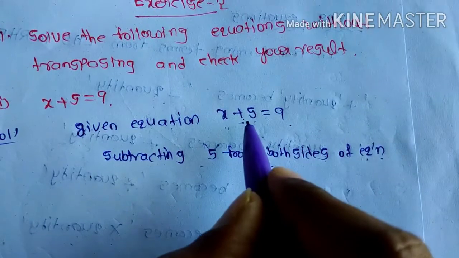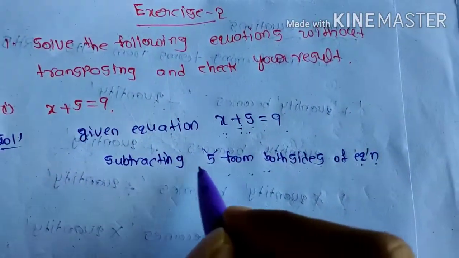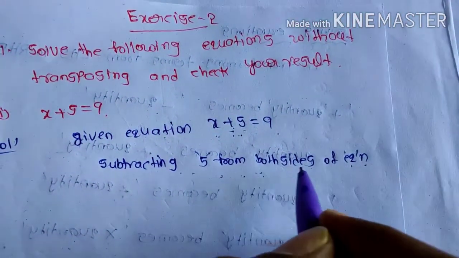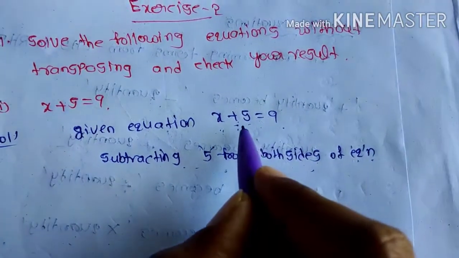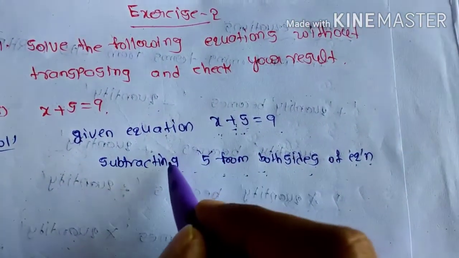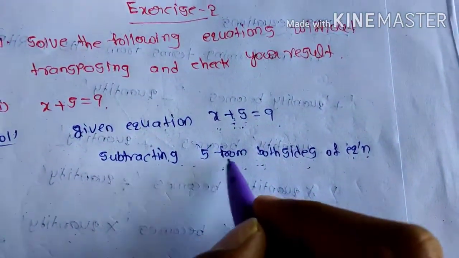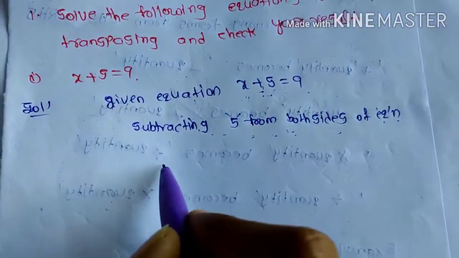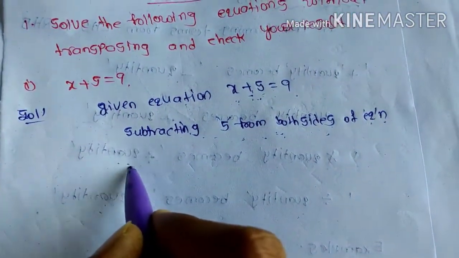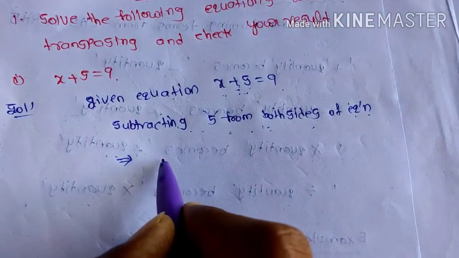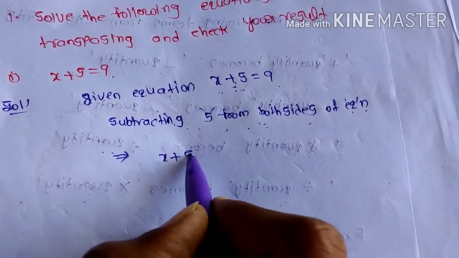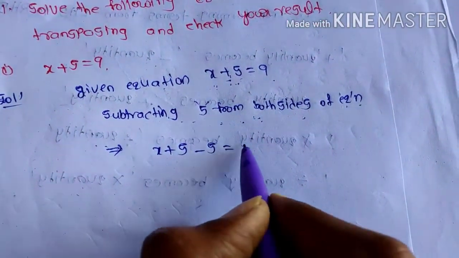For example, if it is subtraction, you can add it. Adding 5 on both sides of the equation, you can write. But in this question, they have given addition, so here I am subtracting 5 from both sides of the equation. Therefore, you can write here x plus 5 minus 5 is equal to 9 minus 5.